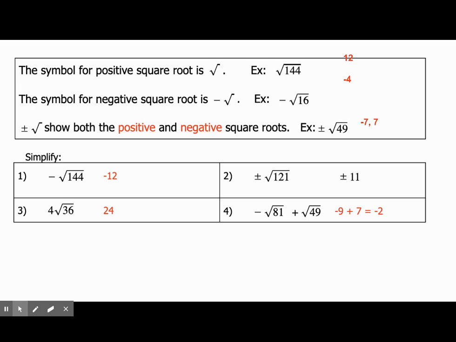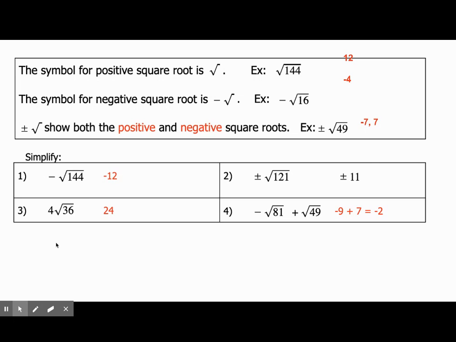So in example 1, the square root of 144 is 12, and I'm going to take the opposite of that, so it is equal to negative 12. On the second example, I'm looking for the principal and the negative square root of 121, so it is equal to 11 and negative 11. And you notice I could write it like this. I could also write it like this, but it would be equal to negative 11 and positive 11.